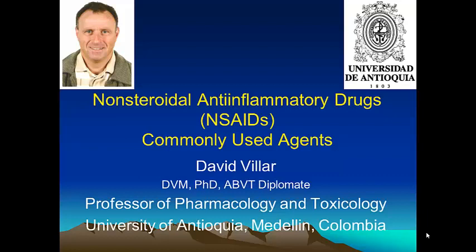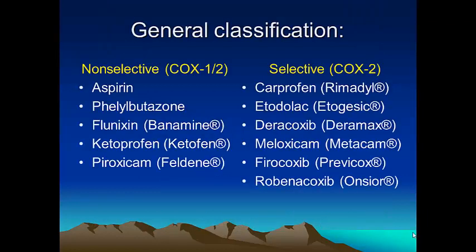We already talked about general mechanisms of action and characteristics of this group of drugs in previous videos. So in this one we'll focus on specific details of the most common ones that we have on the market. They can be broadly classified into those that are non-selective COX inhibitors and those that are COX-2 inhibitors, at least for the dog. On this slide we have the name and the trade names or market names as you will find them on the market.